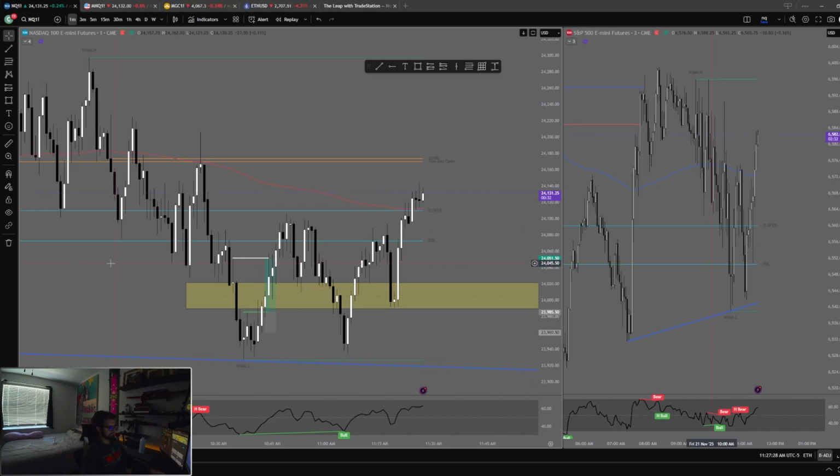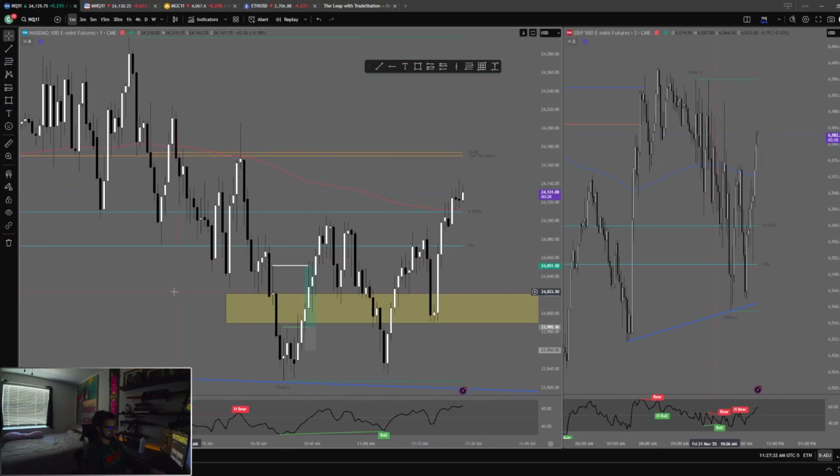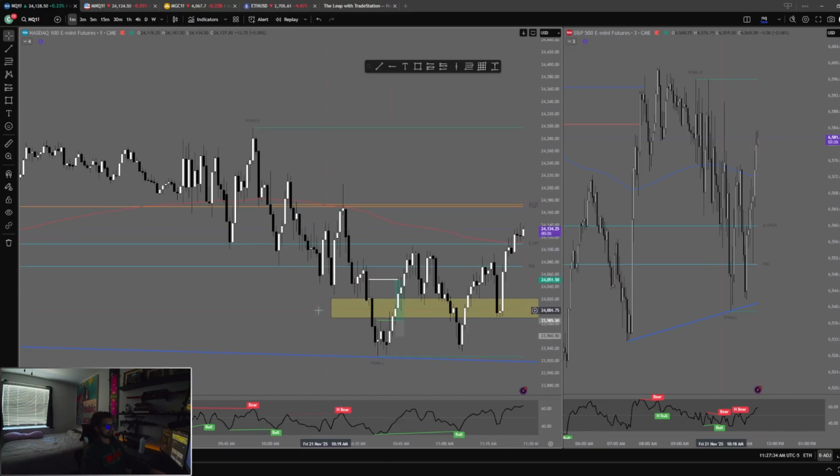It was based off my main model that I used to use back when I first started getting really consistent with this, my 3-step model. So let's get right into that.